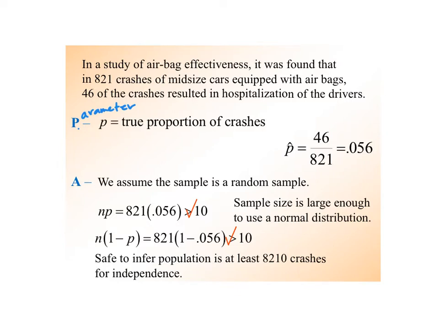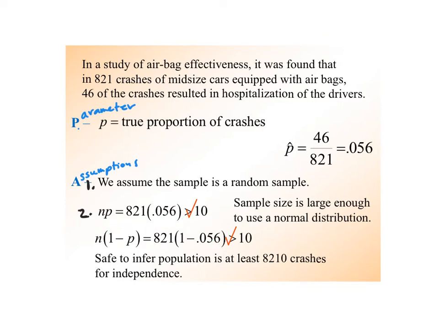Now, step A, which stands for assumptions. Here, we assume that they collected the number of crashes randomly. It doesn't say that it was a random collection, but we assume it is. So I'm going to say that that's number 1 of our assumptions. Number 2 is 2 parts, actually.